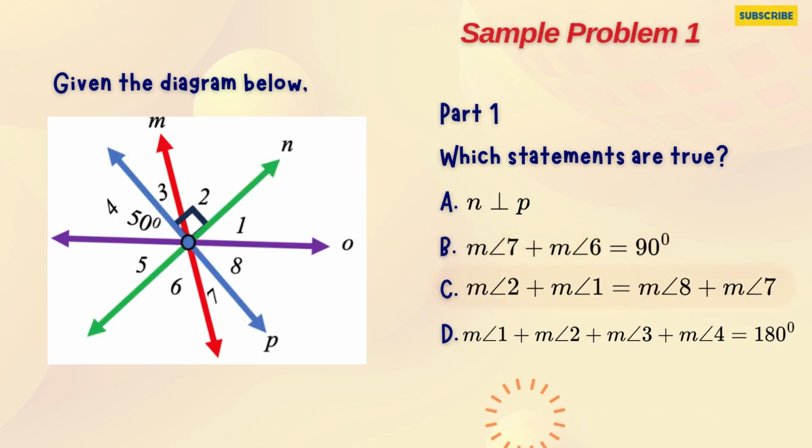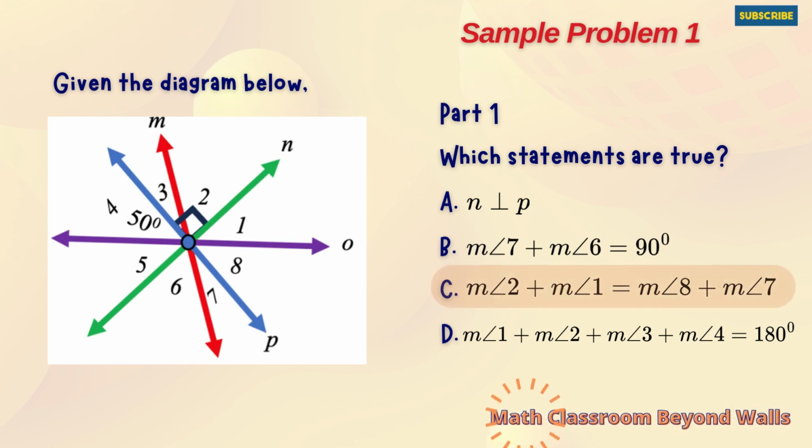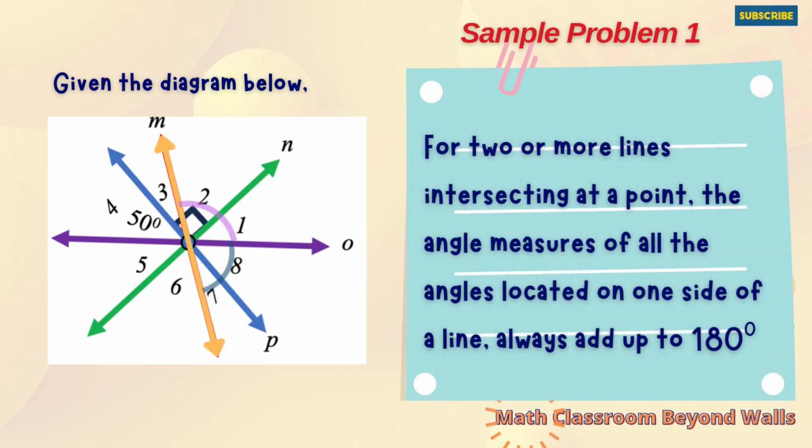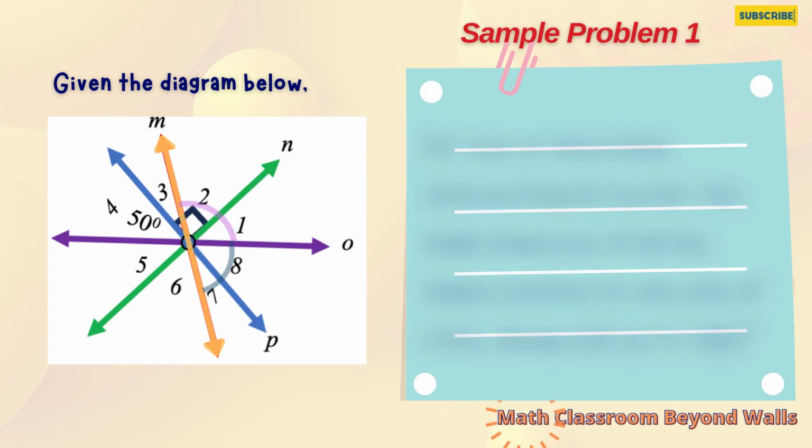Okay, let us now move on to option C, which states that the measure of angle 2 plus the measure of angle 1 equals the measure of angle 8 plus the measure of angle 7. Is the statement true? We will look for these angles in our diagram. Let's go. From the figure, we can see that all the angles are located on the right of line M. Earlier we said that for two or more lines intersecting at a point, the angle measure of all the angles located on one side of a line always add up to 180 degrees.